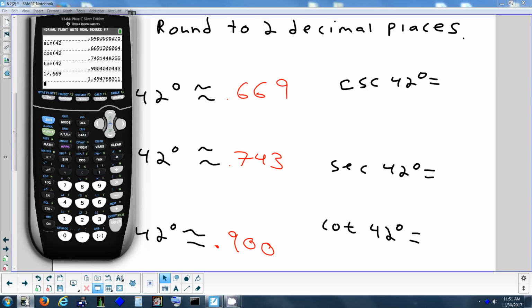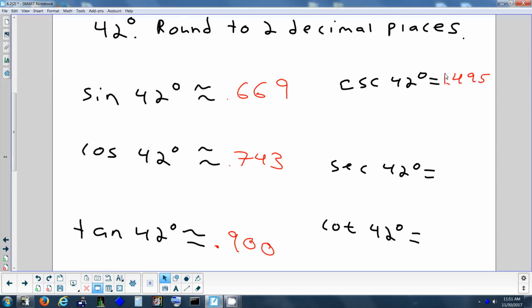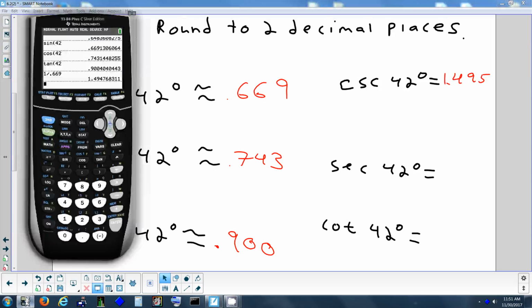On my calculator, it has sine to the negative 1. Would that flip it? No, that would be something different. What mode should it be in? Degrees for this problem.